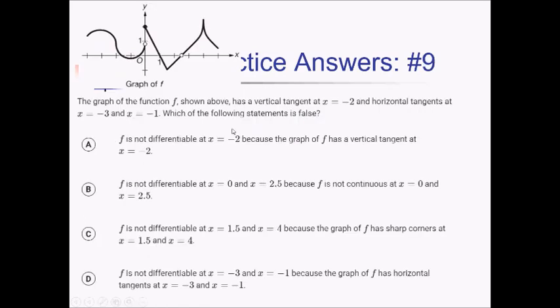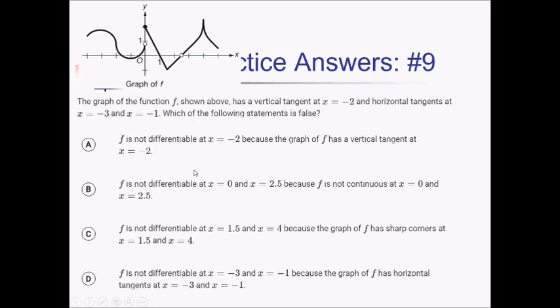For this problem, we're given the graph of f here, and we're told that we have a vertical tangent at x equals -2 and horizontal tangents at x equals -3 and -1. So we want to pick out the statement out of these four that is false. So be careful on this one. So choice A, f is not differentiable at -2 because the graph has a vertical tangent there. Well, that is true. There is a vertical tangent there. I mean, they told us.